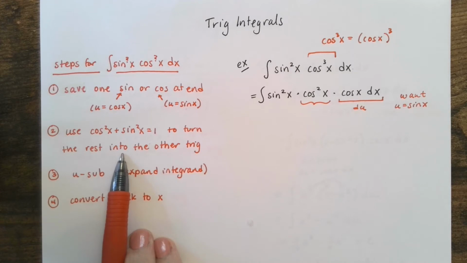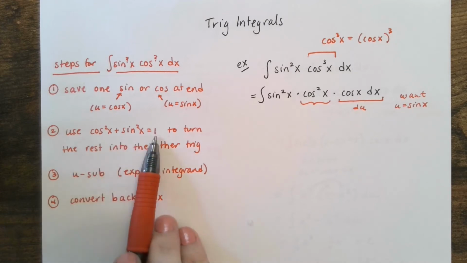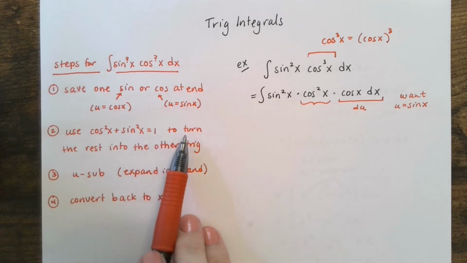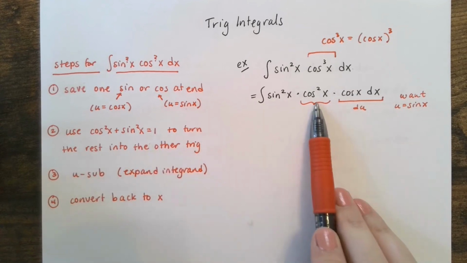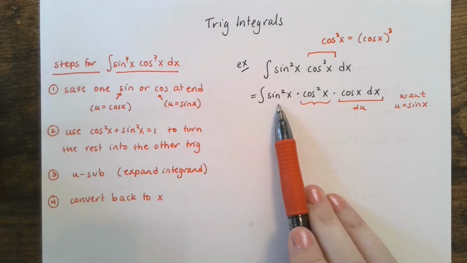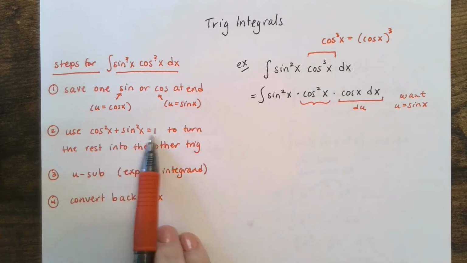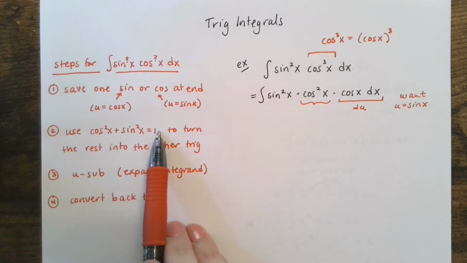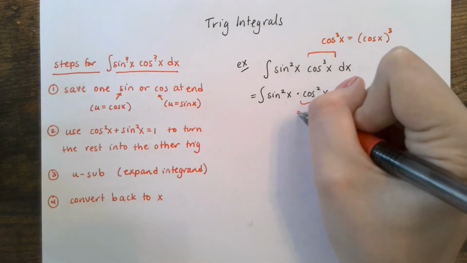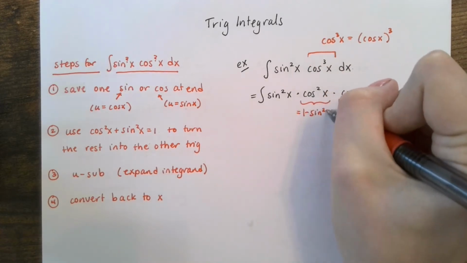So step 2 is use the fundamental identity of trig, cosine squared plus sine squared equals 1, to turn the rest, what we mean is the rest of these cosines, into sines. All right, so if this is true, I can subtract sine squared from both sides, and I have cosine squared equals 1 minus sine squared.